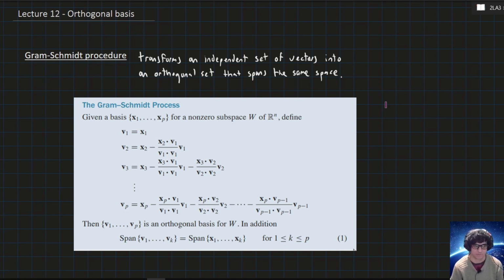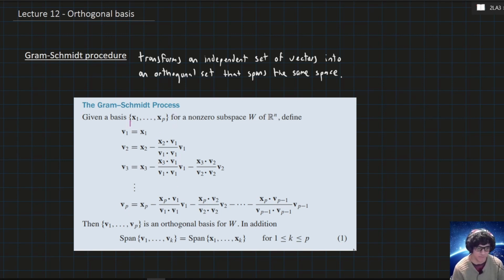So you can ask, does that procedure work for more vectors? The answer is yes. You can do it for as many vectors as you like. The procedure, which is just an extension of what we just did, is called the Gram-Schmidt process or procedure. It transforms an independent set of vectors into an orthogonal set that spans the same space as the original set of vectors.